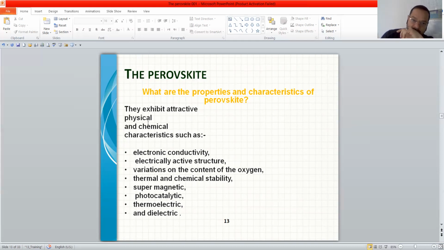Here, they exhibit attractive physical and chemical characteristics such as electronic conductivity, electrically active structure, variations in the content of oxygen, thermal stability, chemical stability, supermagnetic, photocatalytic, thermoelectric, and dielectric, and more. All of these are the characteristics of the perovskite.